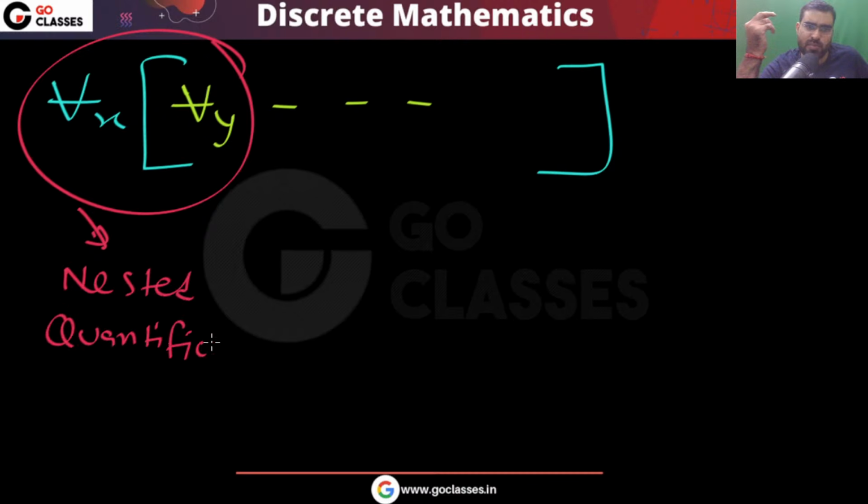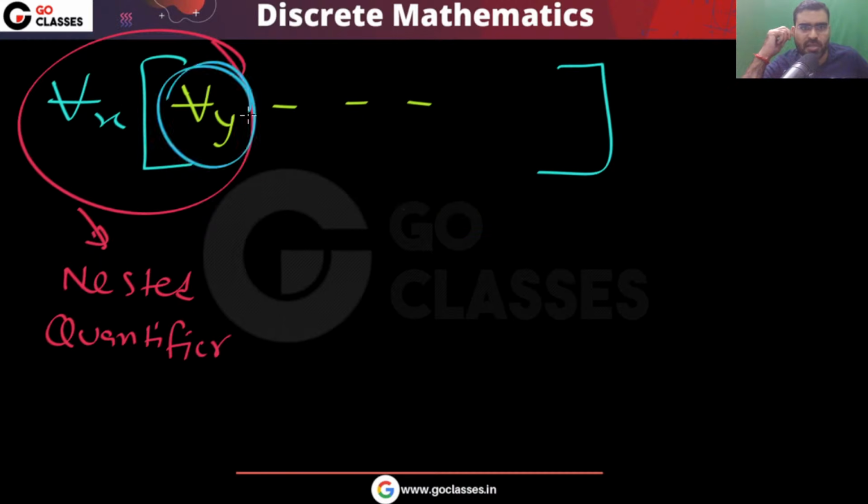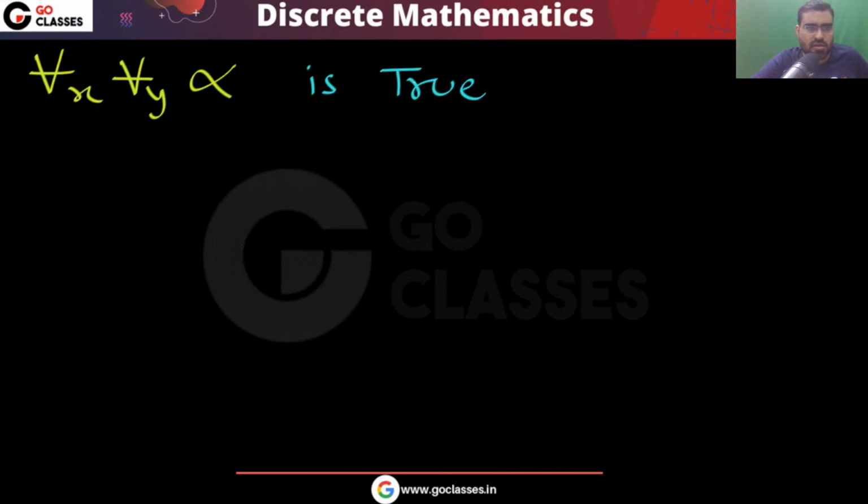Very simple: this is the scope of the universal quantifier. In this scope, another quantifier is there. So this is your nested quantifier. Now you can have four types of nesting. Like you can have this type of nesting: for all x, for all y, alpha. So let's understand this one. When this is true, this is your nesting.